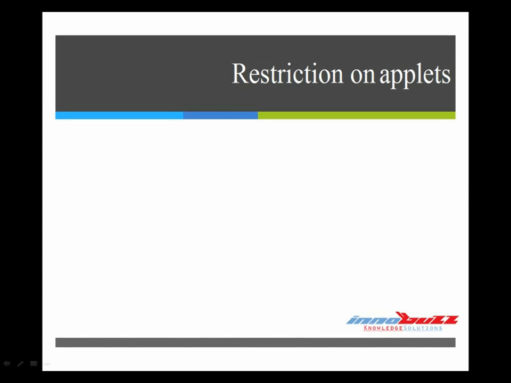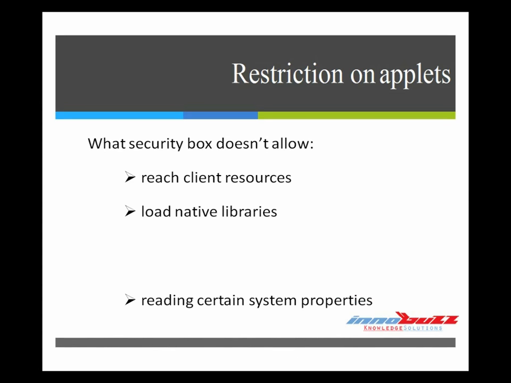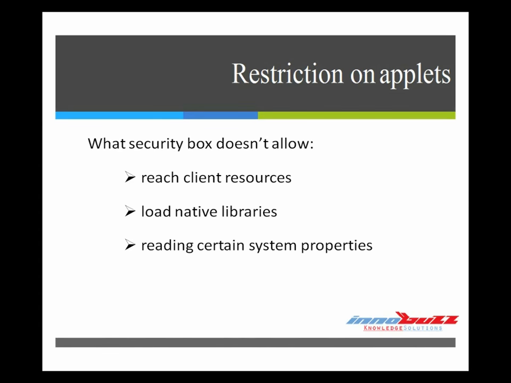But there are also a number of operations that cannot be used in the security box. We will see them now. They cannot access client resources such as the local file system, executable files, the system clipboard, and printers. They cannot load the native libraries. And also they cannot read certain system properties. For example, username, user.home, user.dir, and so on.